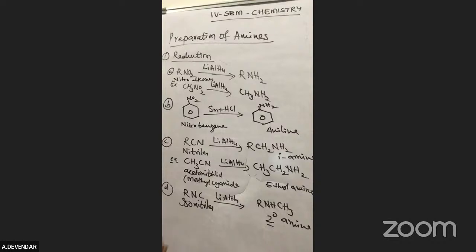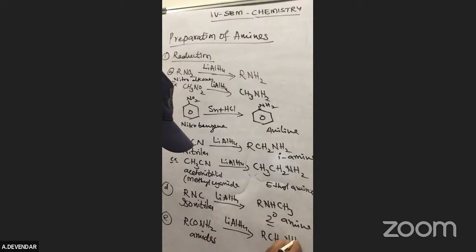In a similar manner, you can take one more reduction, that of amides, RCONH2. These are called amides. Amides are also reduced in the presence of lithium aluminium hydride, and the same primary amine, RCH2NH2, is obtained. For example, from acetamide we get ethylamine.